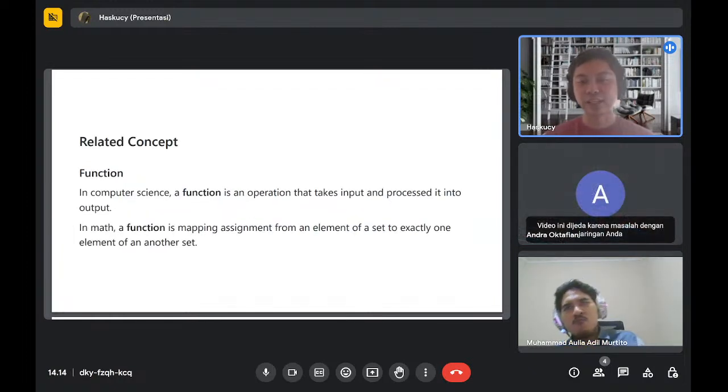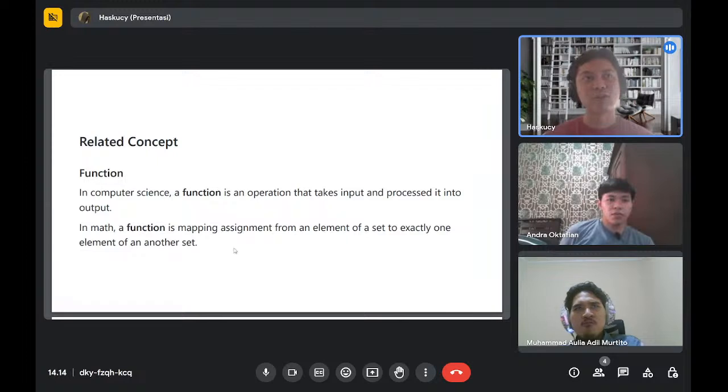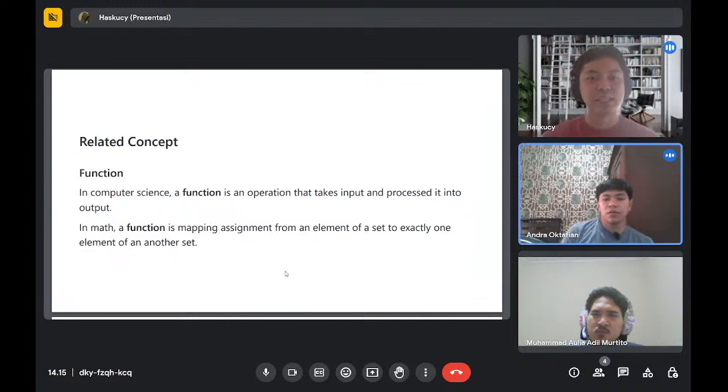You have function, right? Function is just an operation, for Adil, who has a computer science background. Function is an operation that takes input and processes it to output, right? In math, function is just a mapping assignment from an element in a set to another element in another set. Kind of like this.